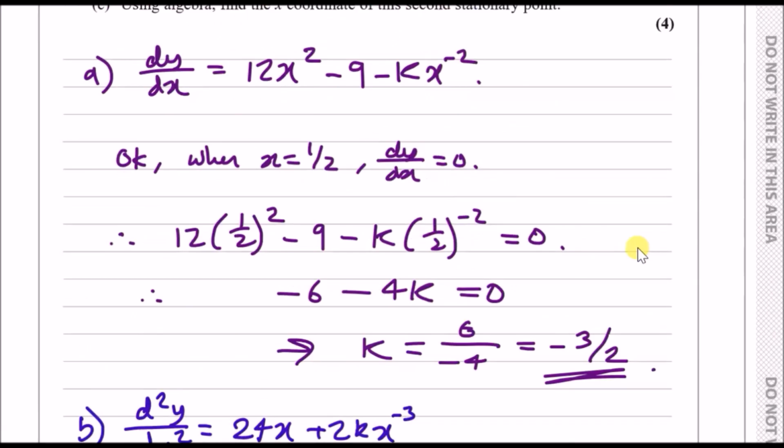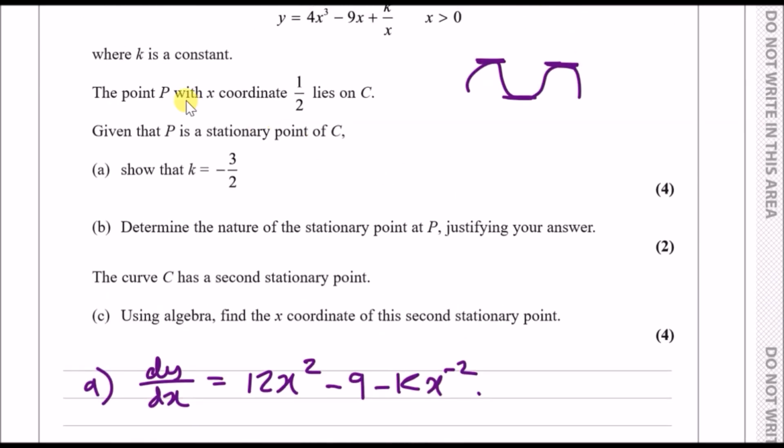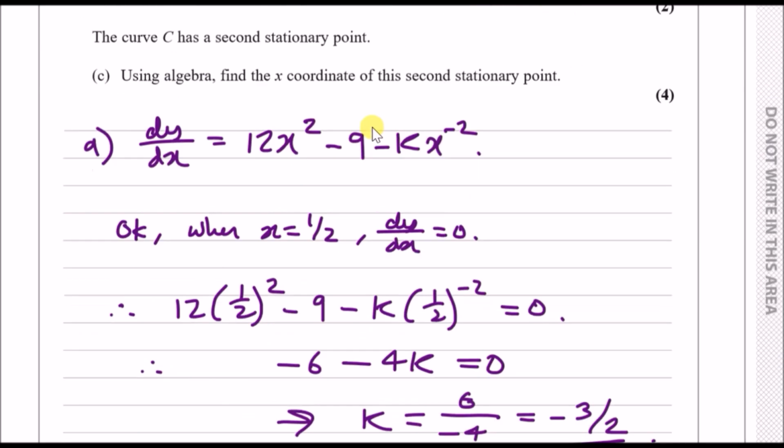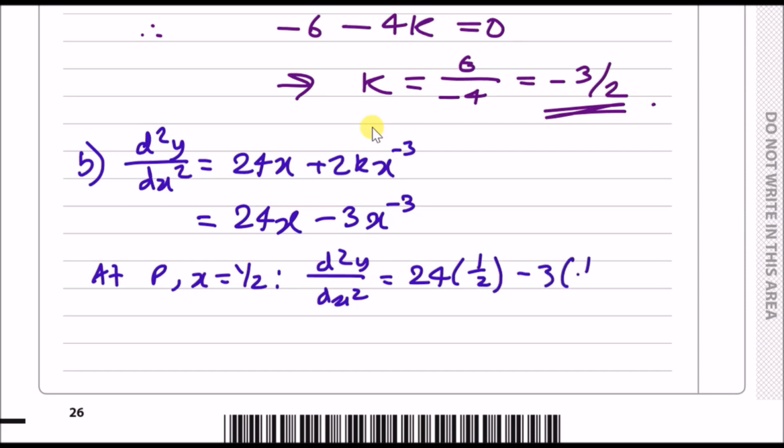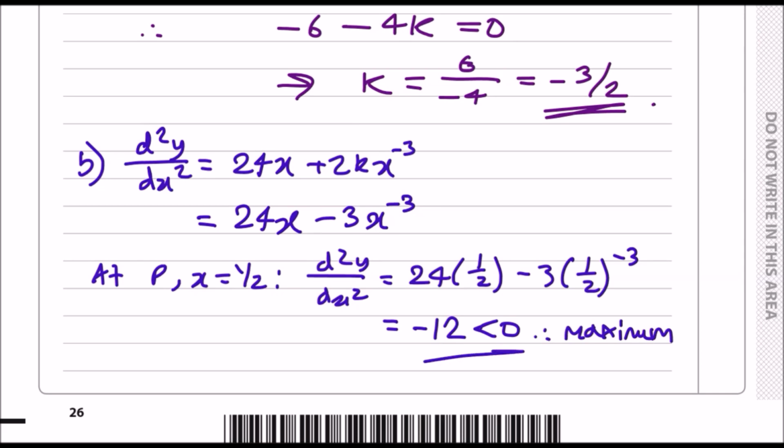Now, to determine the nature of a stationary point at P, we just plug in the x coordinate at P, which is a half. So next we say, okay, at P, when x is a half, we have d2y over dx squared equals 24 times a half minus 3 times a half to the negative 3. Literally put that in your calculator, guys, and you get a negative result of minus 12. And this is less than 0, so this is actually a maximum point. So x equals half is a maximum. And that's literally it for part B.